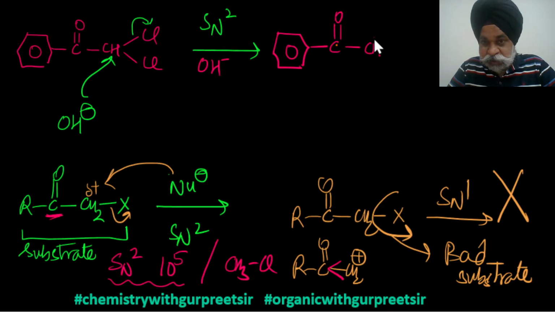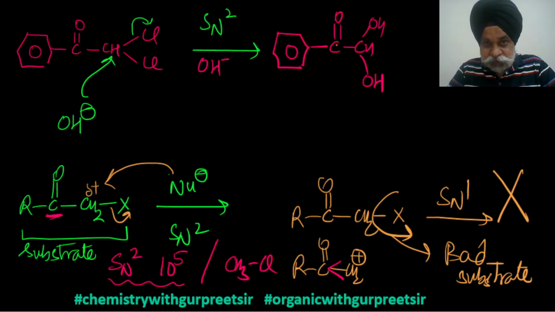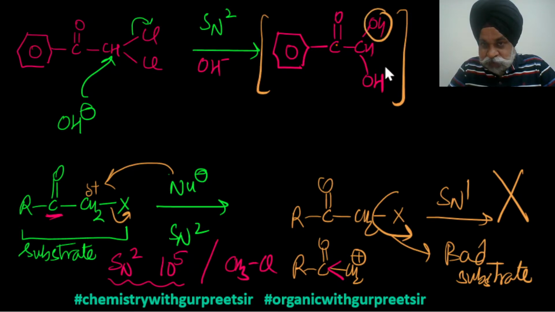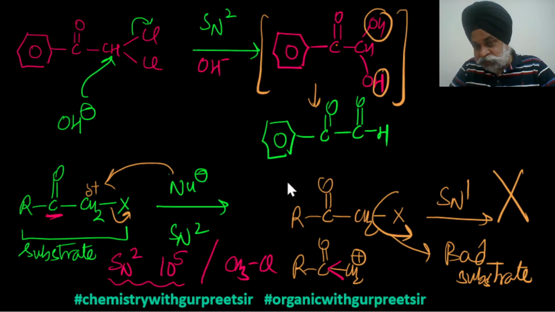So we would be getting two OH groups onto the same carbon. Now, all of you might know that two OH groups on the same carbon is not very stable. So this would undergo dehydration, OH from here, H from here, and you end up getting a very beautiful compound which we say to be phenyl glyoxal.